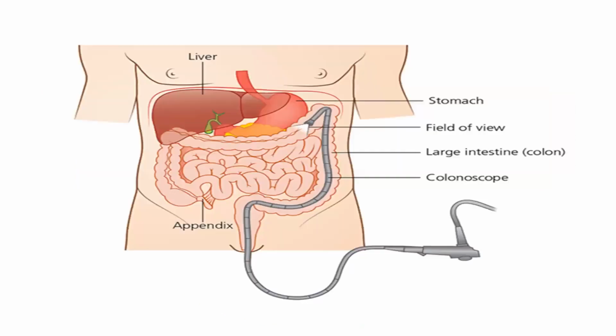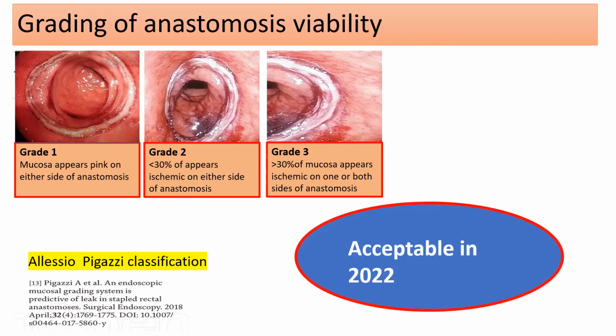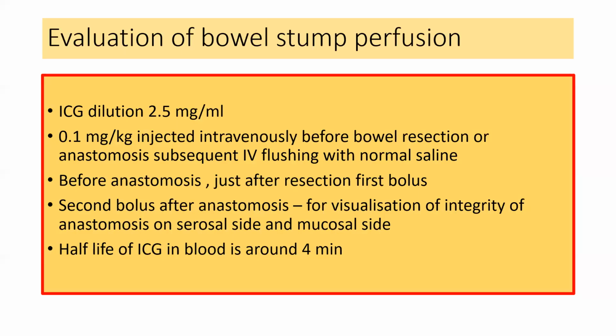So what is acceptable? After doing the anastomosis, visualize it from inside as well as from the serosal side. There is a beautiful grading given by Alessio Piazza, who classified the anastomosis into grades 1 to 3. Grade 1 is pink on either side from the mucosal side. Grade 2 is less than 30% perfusion on either side. And grade 3 is more than 30% reduced or compromised perfusion on either side of the anastomosis. So from the serosal side and the mucosal side we can see, and we can refashion if there is compromised mucosal vascularity. This is acceptable in 2022.